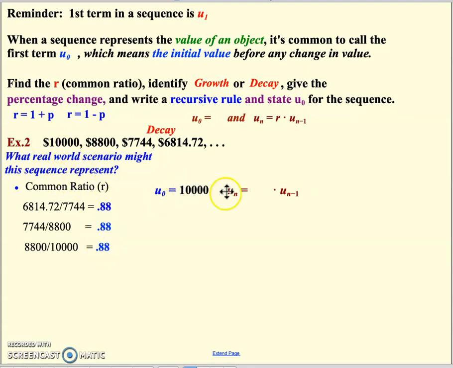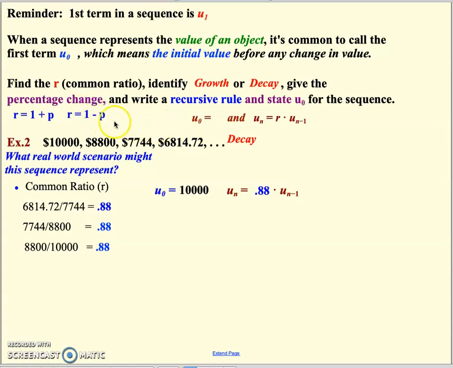So my starter term is 10,000. That was the value of, let's say, a car in this instance, and 0.88. Now, again, because that common ratio is less than 1, that also points out the fact that it's a decay to me. But what's the percentage change? Well, to get the percentage change, you would have to do 1 minus.